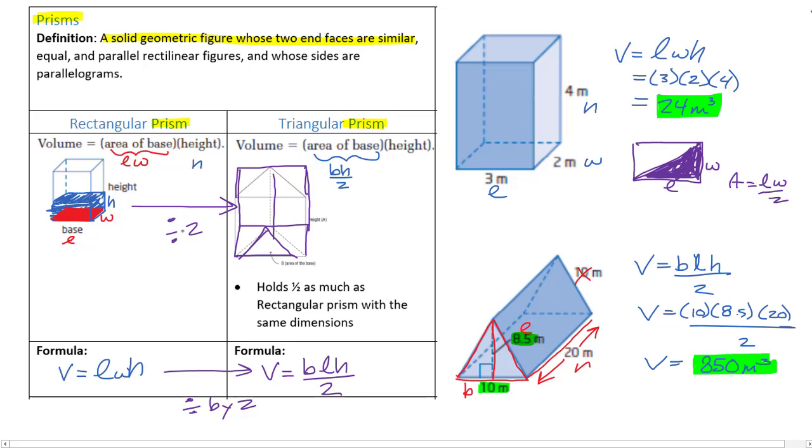I don't like that they use different letters. You could literally just make this length times width times height divided by 2 for this one here. All right, I think we've beaten that to death enough. You've done those shapes a lot in grade school, but I wanted to make sure you have a little more understanding of where they come from. I want to do one more shape in this video.